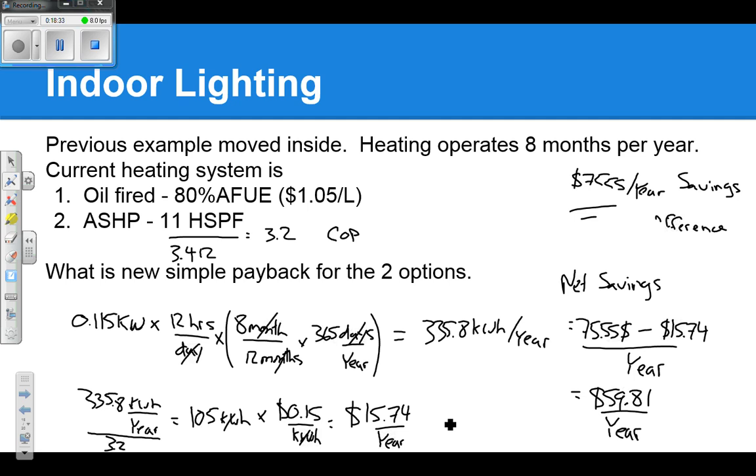I know the simple payback then, a bulb is $30. It's going to be about a half-year payback. So SP equals cost over savings, which is the $30 over 59.81 per year, is equal to 0.5 years.